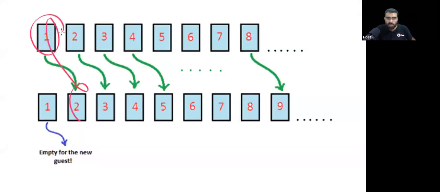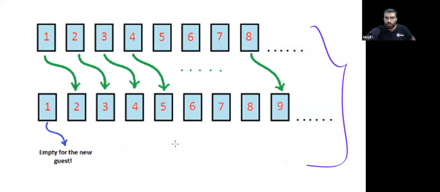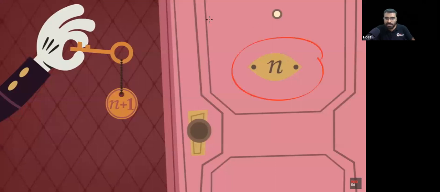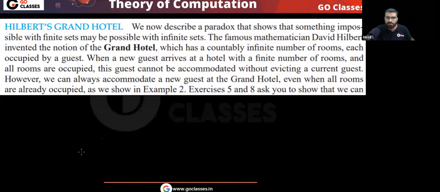This guest will go to room number 2, this guest will go to room number 3, this guest will go to room number 4, and so on. So finally, you can accommodate the new guest. Is this clear? For a guest in room n, you can say go to n plus 1. Like this, finally, the new guest you can accommodate. I hope you understood this. Please tell me. Yes or no?